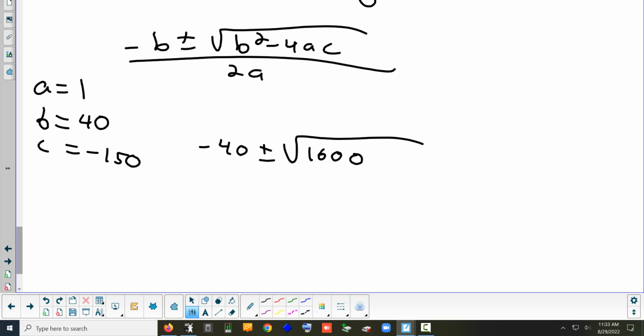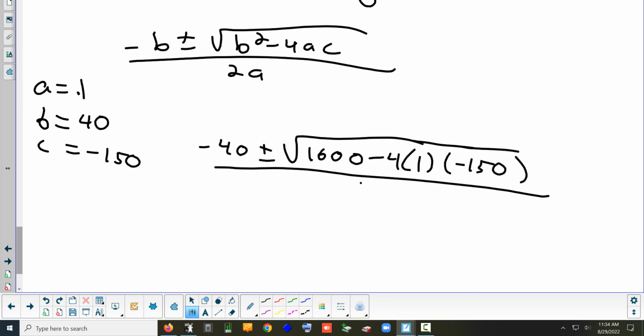1600 minus 4AC. Well, 4 times A is 4. Let me do it one step at a time so you can see it. Minus 4 times A times C all over 2A. When you subtract a negative, that's going to become a positive. So I'm just going to make it a positive right now.